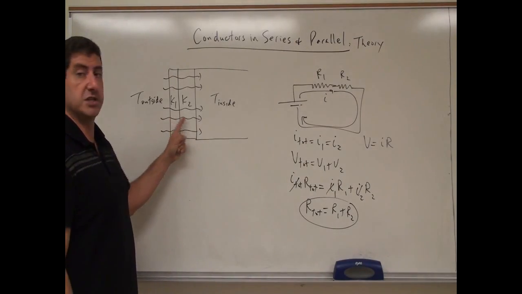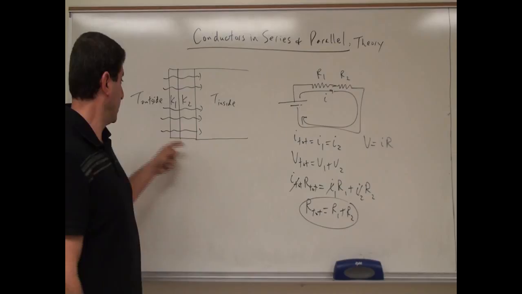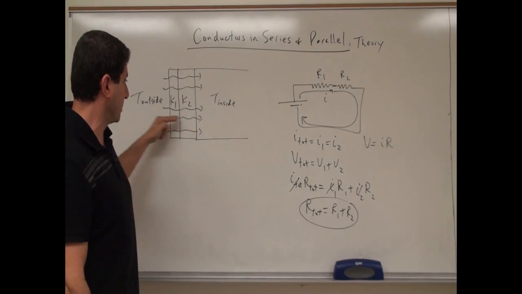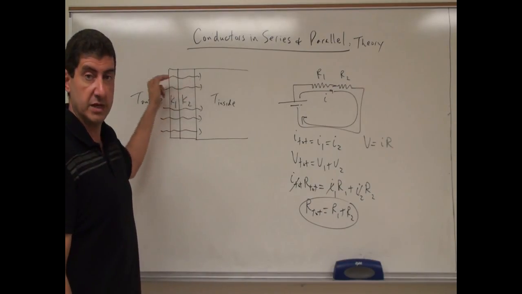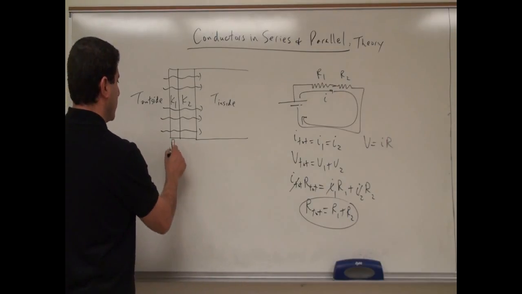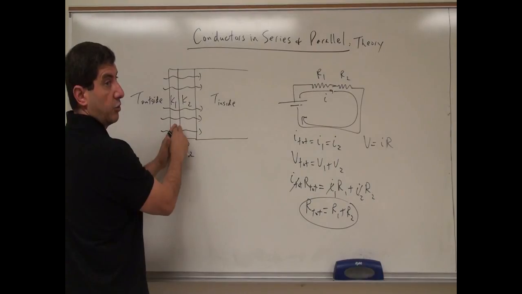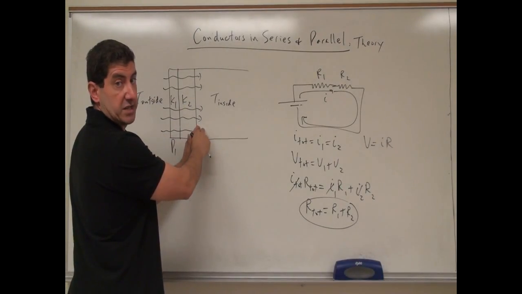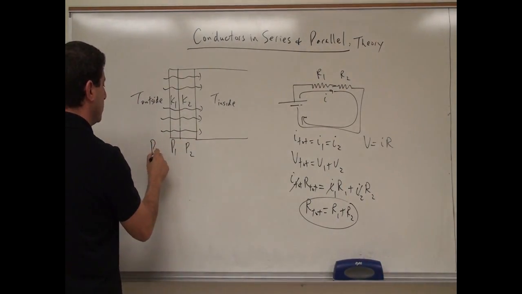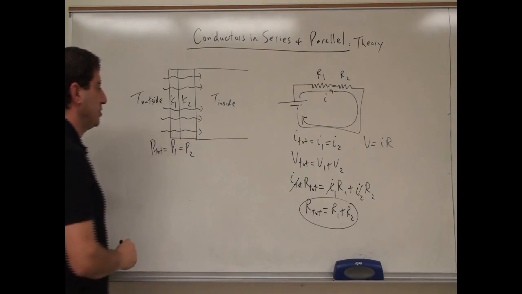Now these two heat conductors are also in series. Why? Because the power, the heat flowing through both of them, is the same. Whatever heat flows through the first one also flows through the second one by necessity. So we can say P total is equal to P1, which equals P2.